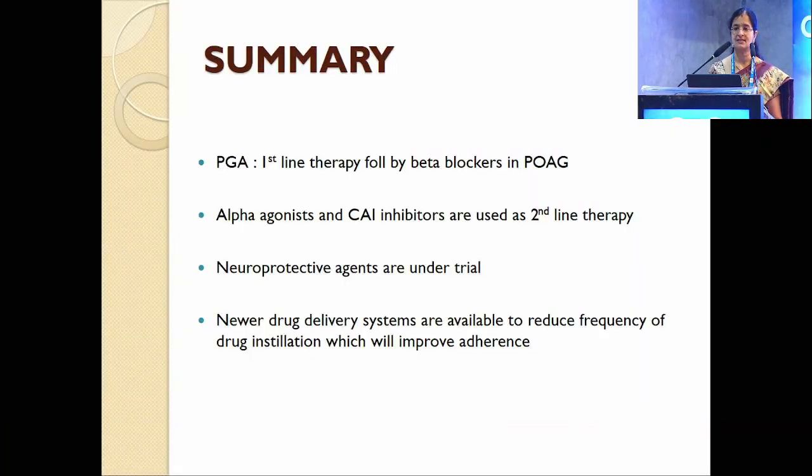About the newer drugs, Shailija will be speaking. Just want to summarize by telling that prostaglandin analogs are the first line of therapy, followed by beta blockers in POAG. Alpha agonists and CAI inhibitors are the second line of therapy. Neuroprotective agents are still under trial, and there are newer drug delivery systems to enhance the adherence and ease of instilling the medication. Thank you very much.